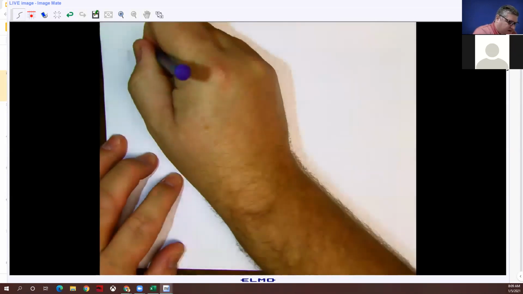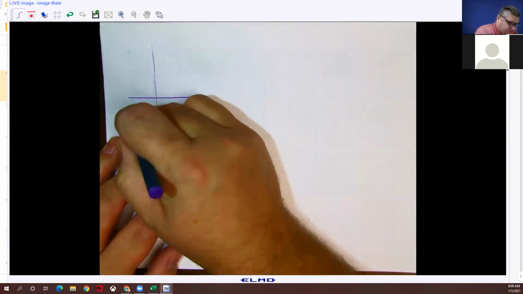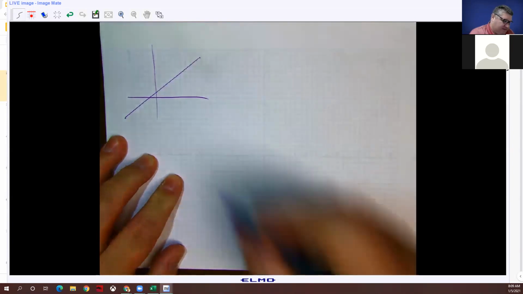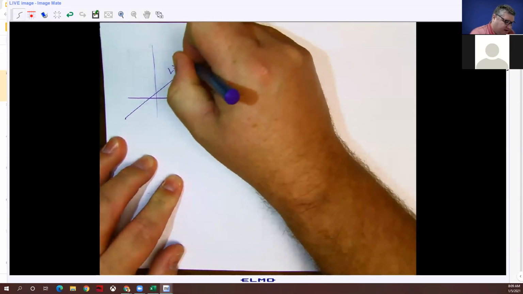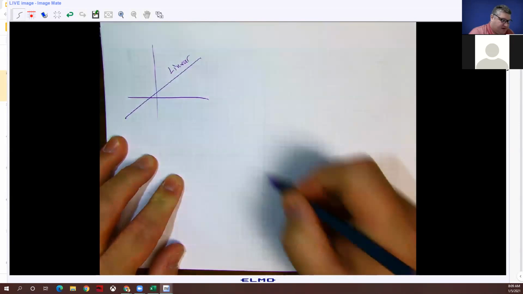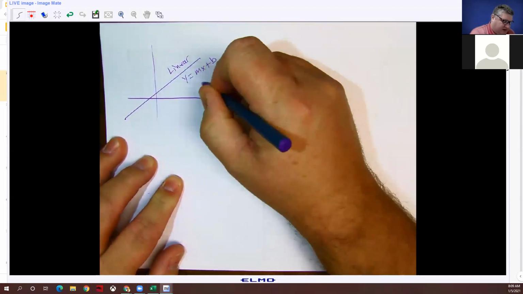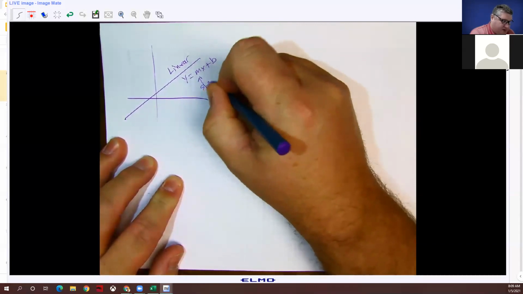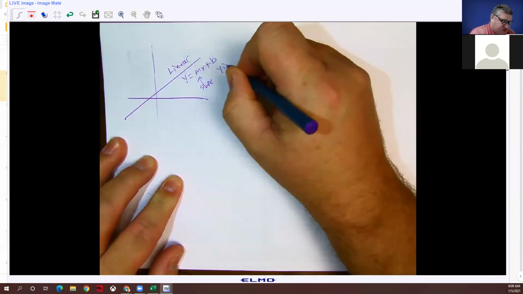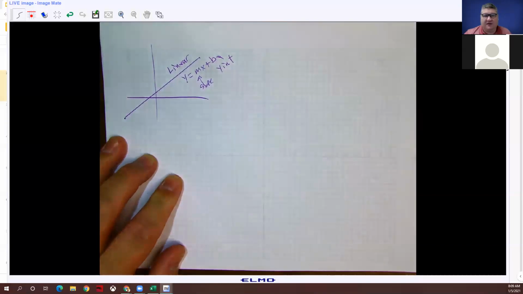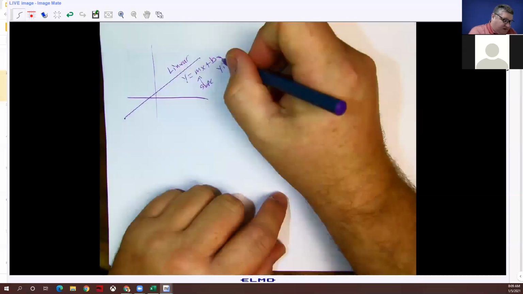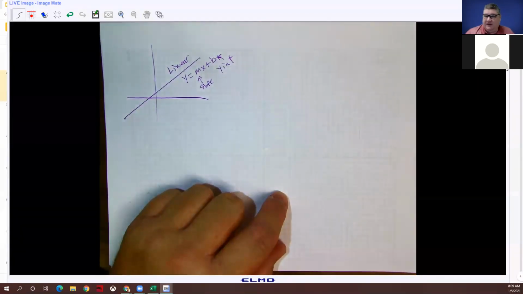All right, so if I have something that looks like this, this is a straight line. This would be considered a linear equation. Linear equations are y equals mx plus b. You got your slope, you got your y-intercept. So you're all good there. It's no biggie.